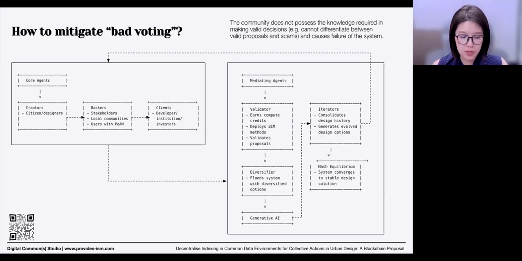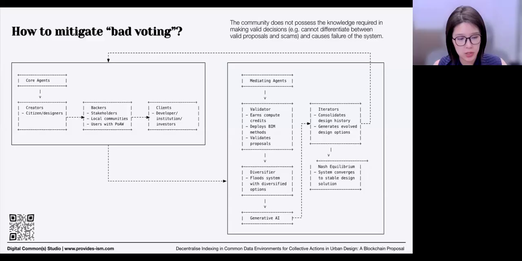However, that was just a very basic decentralized autonomous organization model. And all of those models are challenged by the same problem of the DAO hack, which is essentially loopholes that let bad actors contribute scam proposals that would eventually drain millions of dollars from the system. The problem of bad voting is tied to how the community of that ecosystem does not possess enough knowledge required to make valid decisions. For instance, they cannot differentiate between a valid construction proposal and a scam. And that causes the failure of the system, through people voting for the scam instead of the valid proposal.